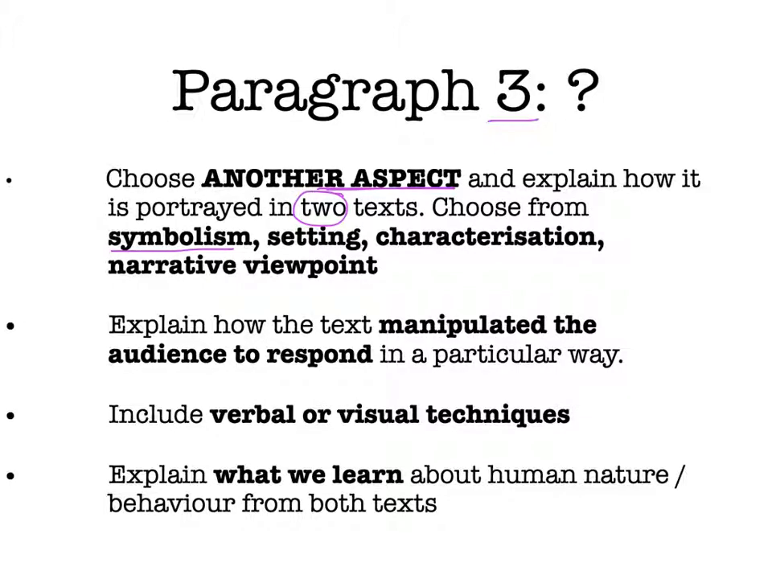or the setting, be it time or place, or there might have been similar characters in 2 of your texts. What about narrative viewpoints? So those are the types of things you could look at. Now we're looking at how the treatment of, say, a character manipulated the way you responded to the film. Again, we want some visual and verbal techniques, and of course, what we learnt about human nature from both of these texts.